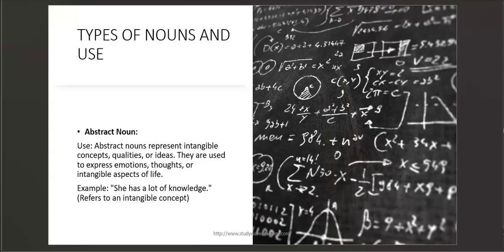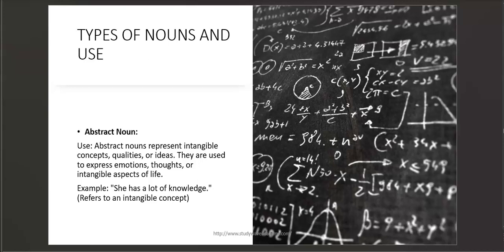The next one is the abstract nouns. Now when we talk about abstract nouns, these are intangible ideas or concepts. You cannot see them and you cannot touch them. They are used to express emotions, thoughts, or intangible aspects of life. For example, she has a lot of knowledge. That means you're a bright child. And I believe my grade 7 class are bright children and they have a lot of knowledge too.